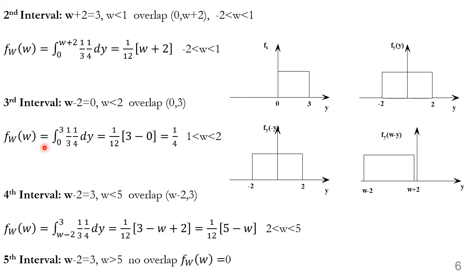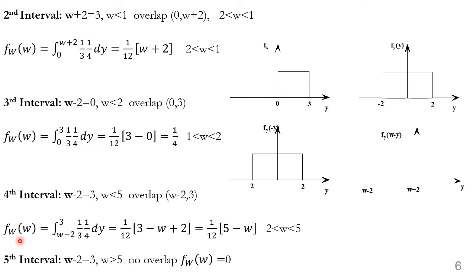Fw of w is the integration of the product of the two PDFs with respect to y over the period 0 to 3. We get the answer as 1 by 4 for w varying between 1 to 2. At the end of the third interval, w minus 2 was at 0. We move it further to obtain the fourth interval till w minus 2 reaches 3. So therefore, w is less than 5. The overlap period is going to be w minus 2 to 3.